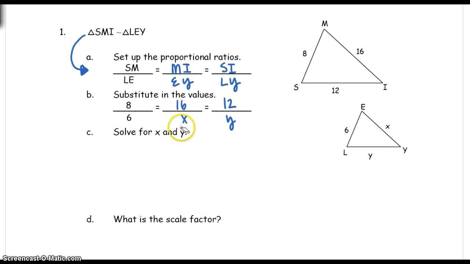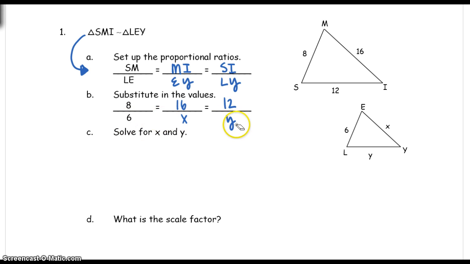Now, what is really going on? We have some variables here, right? And that's the whole point. We're using similar polygons in order to solve for X and Y, okay? They're telling you it is similar. They're not asking, hey, is this triangle similar to that one? They're not asking you that. They're telling you it is. And now we're going to use that knowledge, and we're going to solve for X and Y.